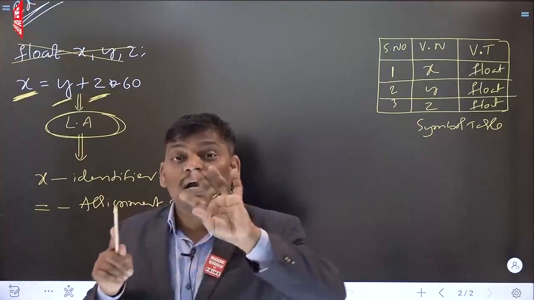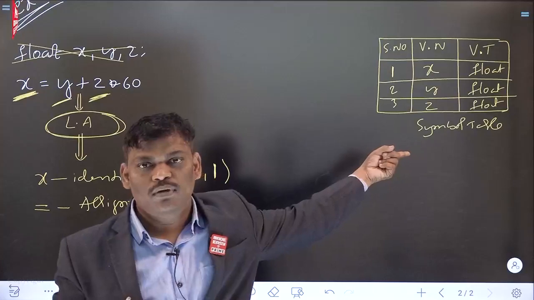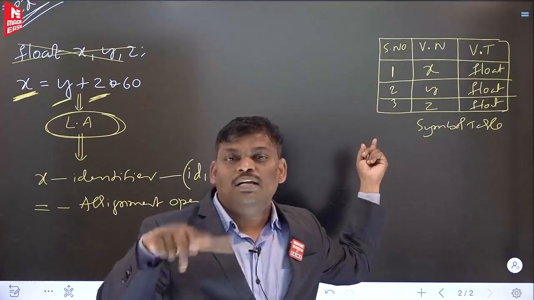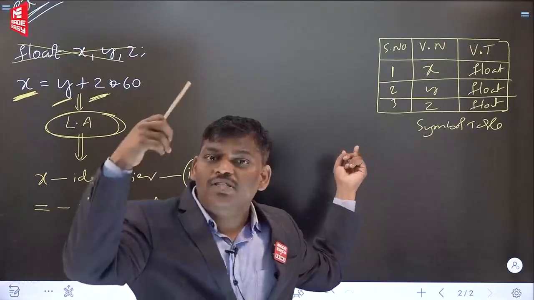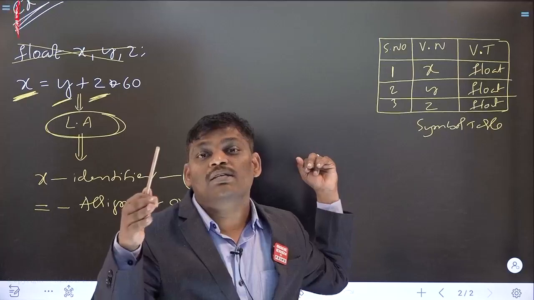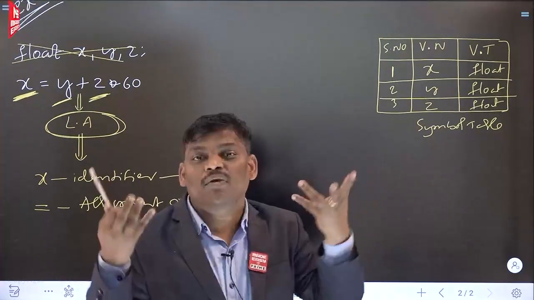The things which are not fixed will be stored inside the symbol table. Please be careful: the symbol table contains all user-related things. The Turbo C compiler contains all language-related things. The Turbo C compiler already knows which operators and which keywords are available to it. That is the meaning of installing.